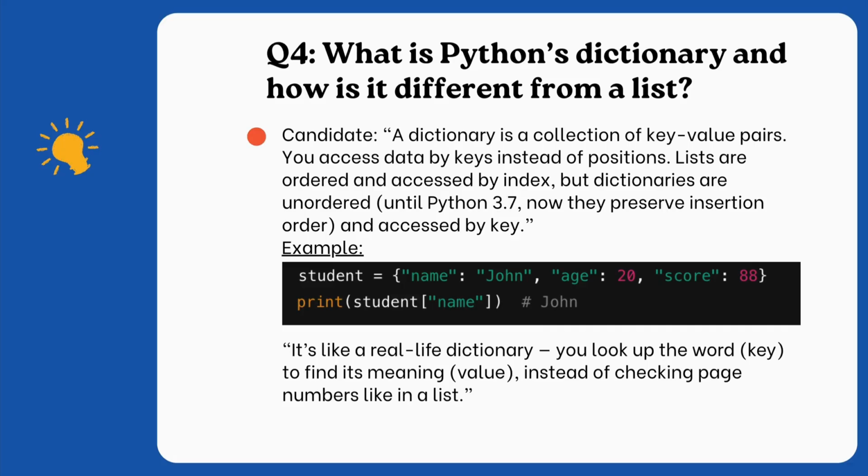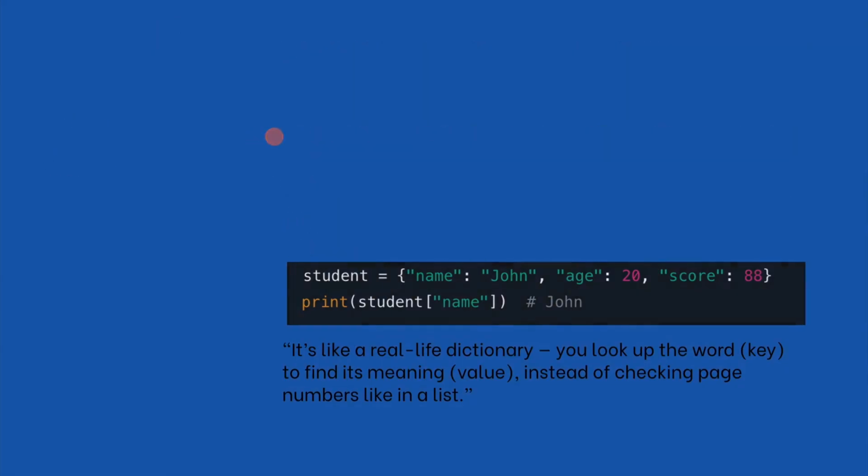For example, it's like a real-life dictionary. You look up the word, the key, to find its meaning, the value, instead of checking page numbers like in a list.